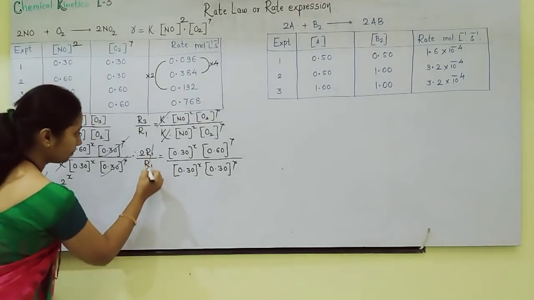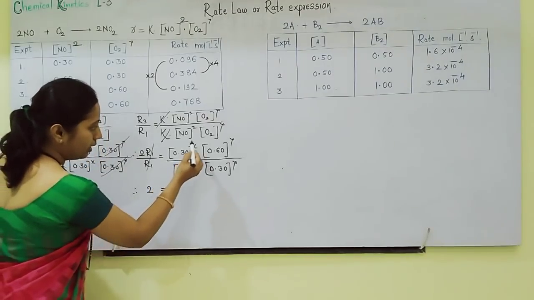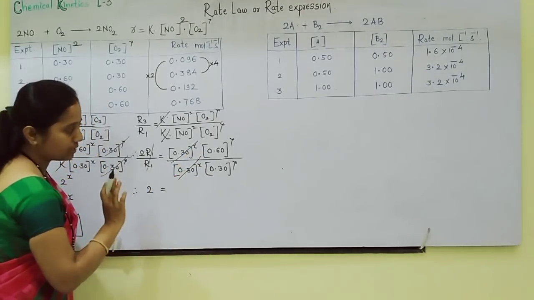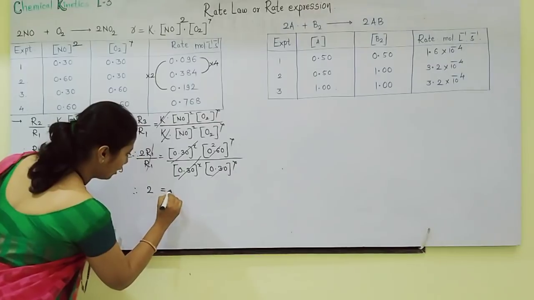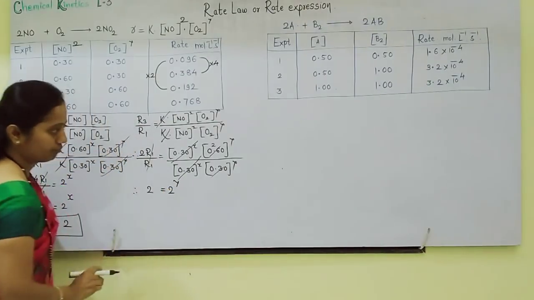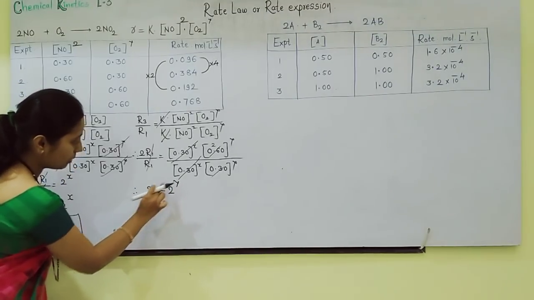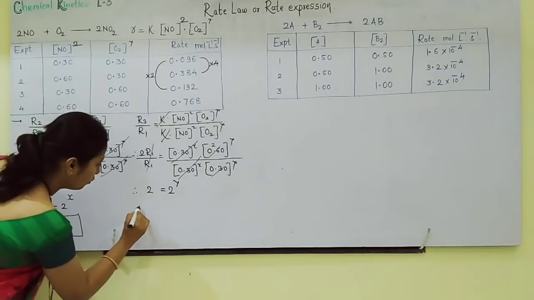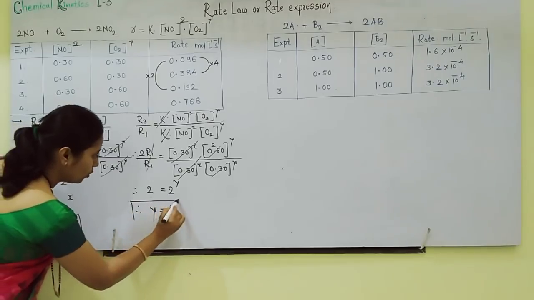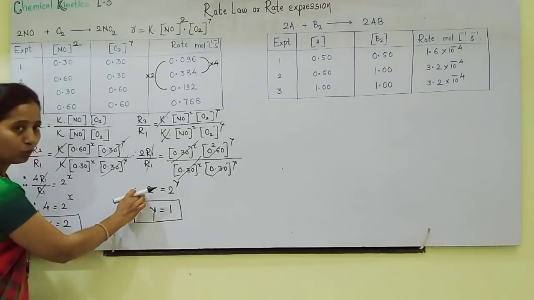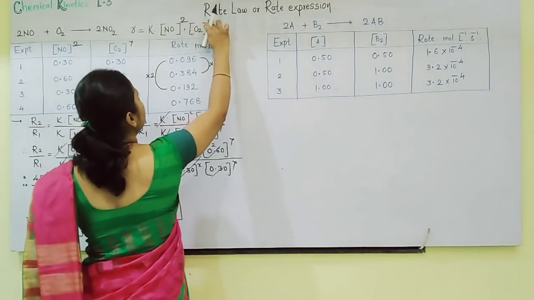Okay, yes. What did you get, student? This is totally cancelled, it is constant, 0.30 over 0.30, so I got 2 raised to y. Student, 2 raised to which number is equal to 2? So of course y is equal to 1. 2 raised to 1 is equal to 2. Like this I got the value of y as 1.